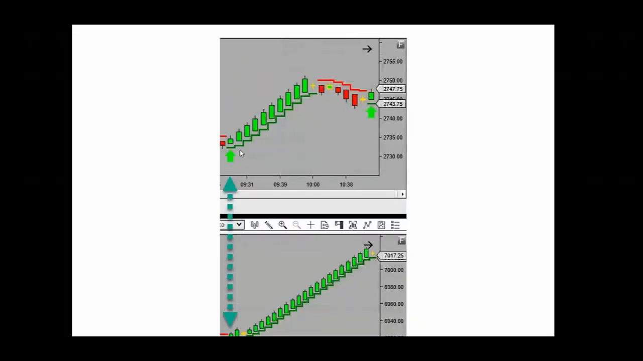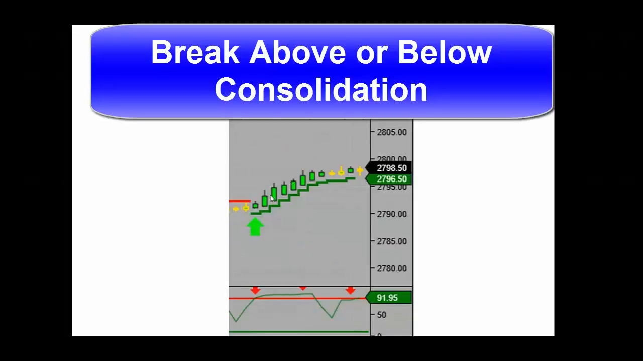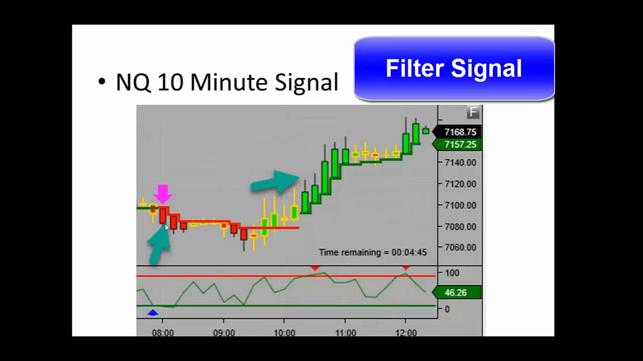Here's a long signal. Here's a short signal. So two different correlated markets. Here's the E-mini using the volume chart, with a long signal going long above this first green power bar. And here's the 10-minute chart going short below a red power bar or long above a green power bar.